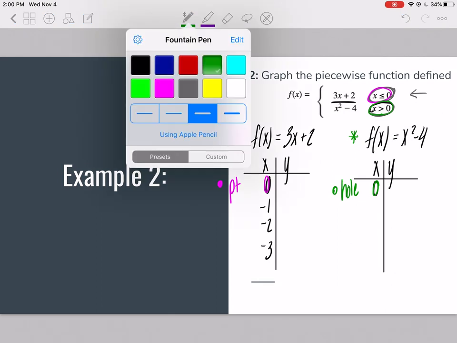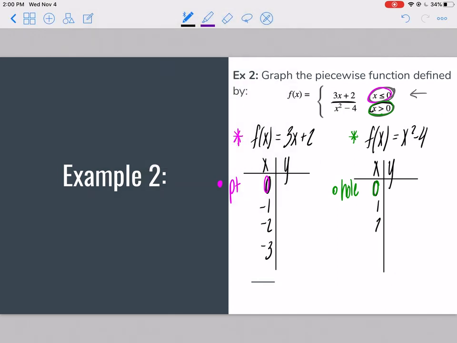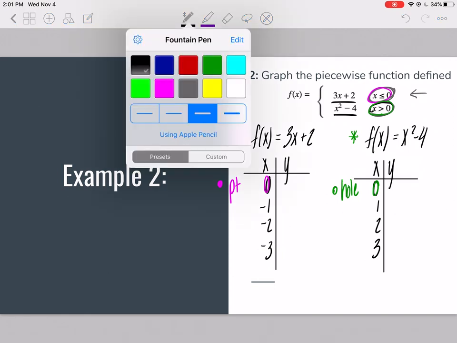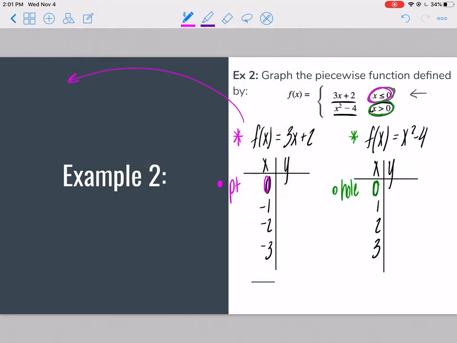So we'll pick a couple values to the right of 0: 1, 2, 3. This one is a quadratic, so you see the x squared minus 4, that means because of the U shape, we definitely need to do more than 2 points. So we have to have at least 3 or 4 points for that one. Okay, so then over to the side, we'll just plug these values in.